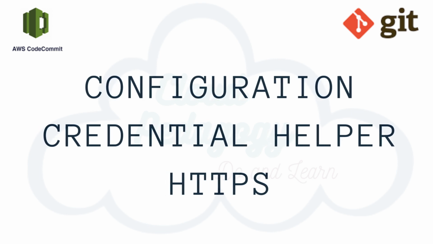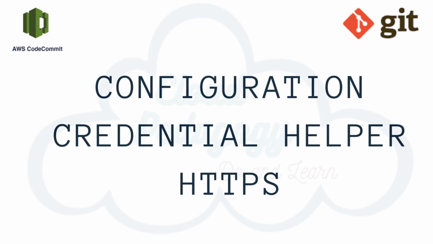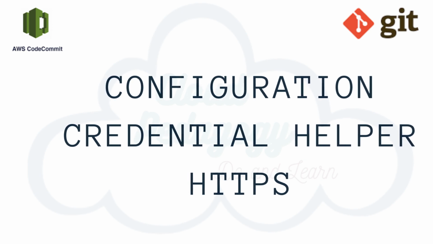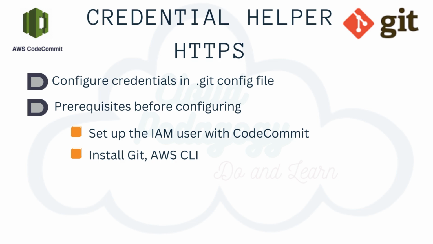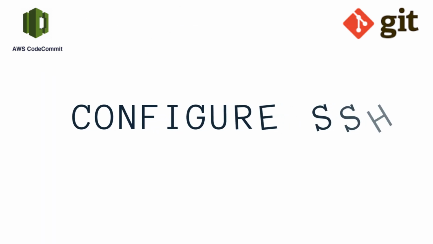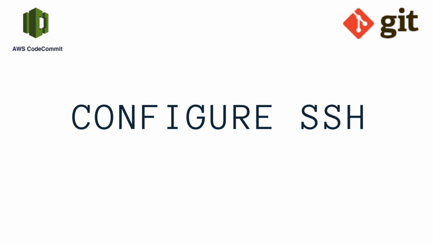Next thing is we are just going to go ahead and configure the credential helper, which is very important in our configuration. So what we need to do to configure the credential helper is go into the command line, and we are going to run a series of git commands which will configure our .git config file. So to recap, when setting our credential helper, it's just important to have done our prerequisites. Set up an IAM user with CodeCommit privileges, install Git and the AWS CLI. And that's it.